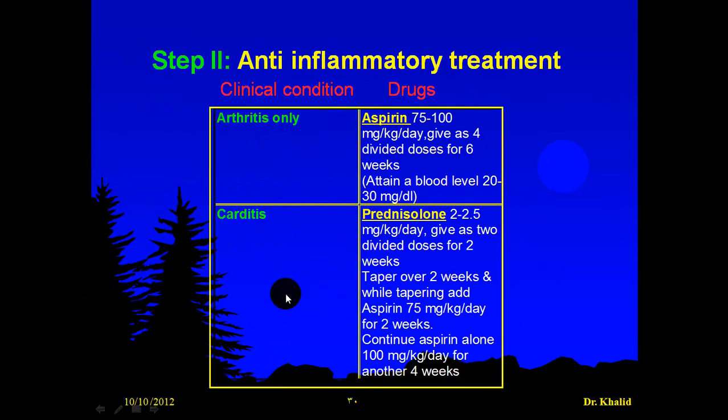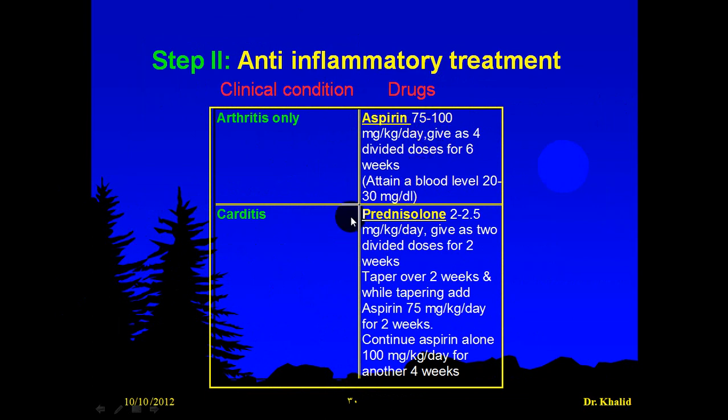While for the anti-inflammatory agent, aspirin, as we said, start with 75 to 100 in divided doses for 6 weeks. If the patient becomes better, reduce it to 50 or 75 and continue. If available, obtain blood levels to adjust the dose.